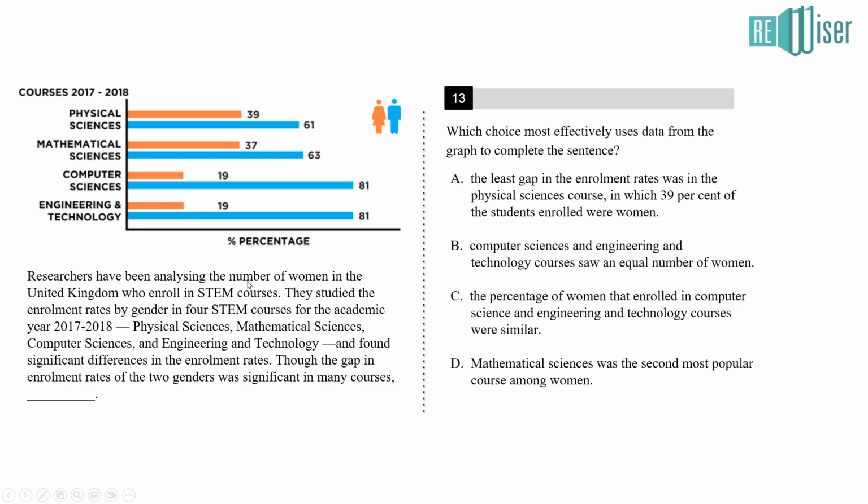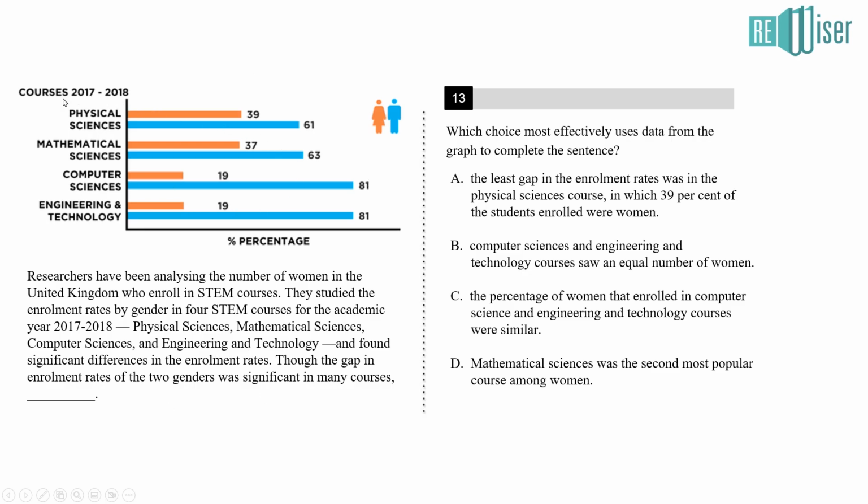Researchers have been analyzing the number of women in the United Kingdom who enroll in STEM courses. They studied the enrollment rates by gender in 4 STEM courses for the academic year 2017 to 2018: physical sciences, mathematical sciences, computer sciences, engineering, and technology. They found significant differences in the enrollment rates. Though the gap in the enrollment rates of the two genders was significant in many courses, you have a blank.